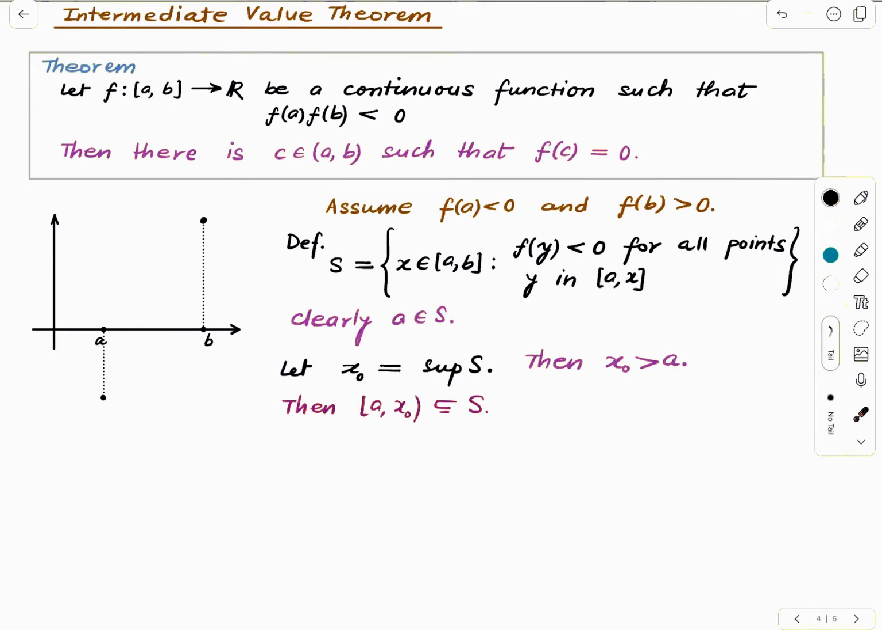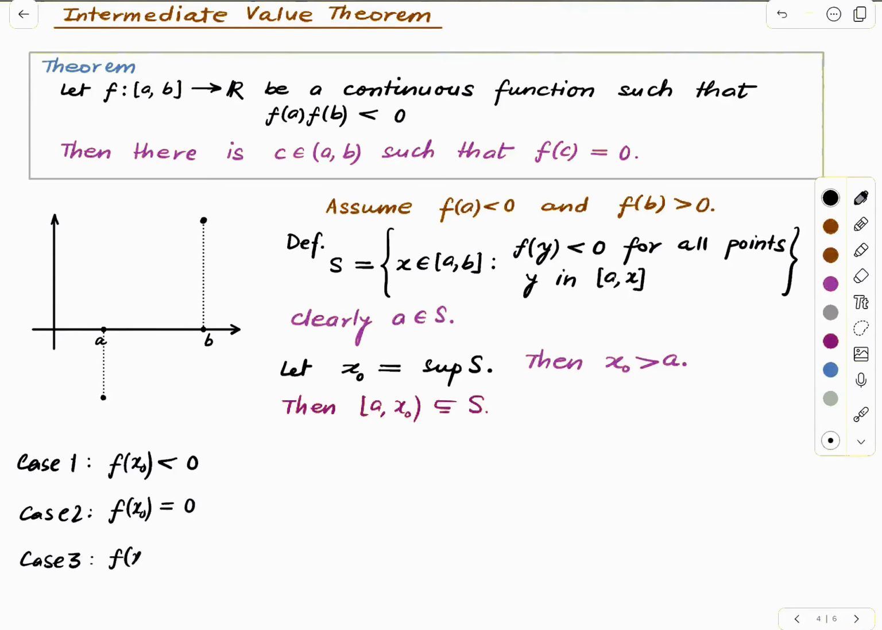Okay, so we have that, and now there are three cases. Case one is that f of x0 is negative. Case 2, f of x0 is 0. And case 3, f of x0 is positive.